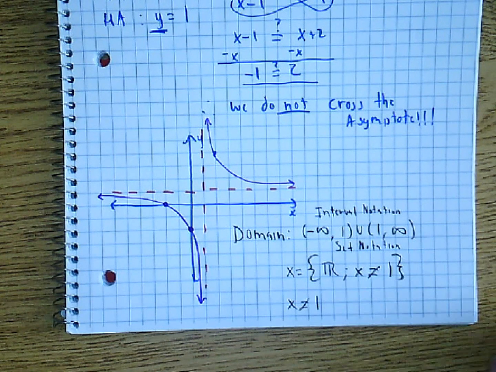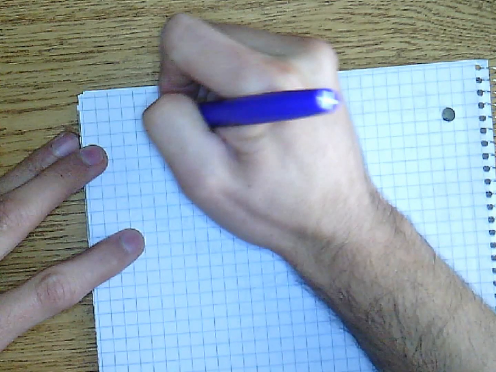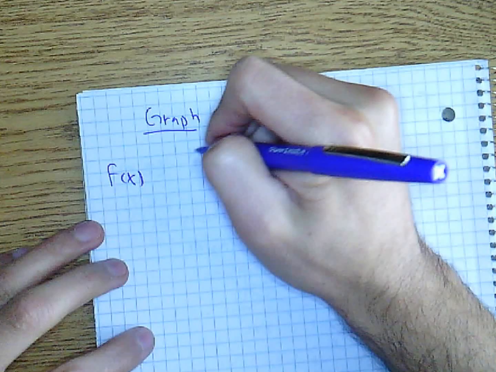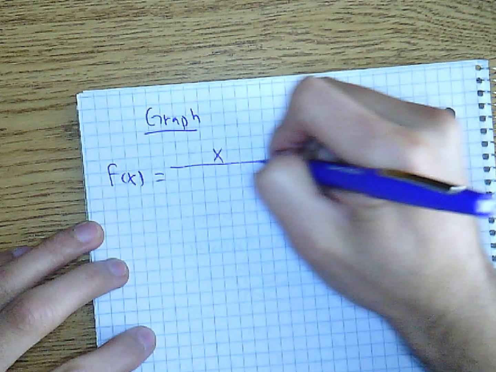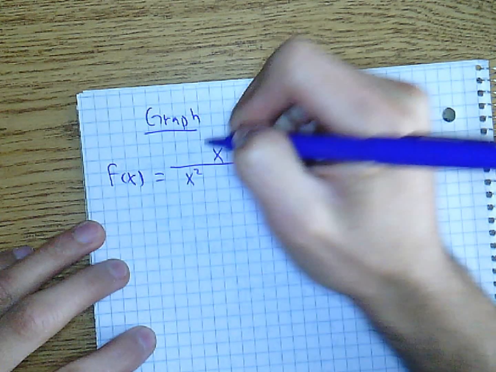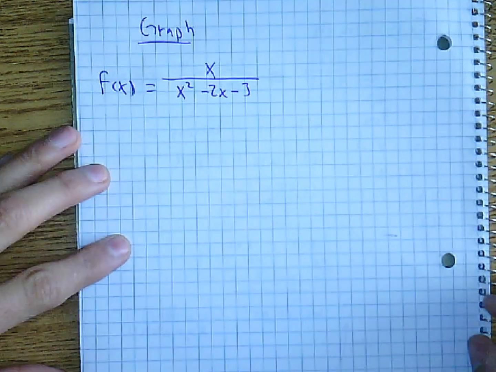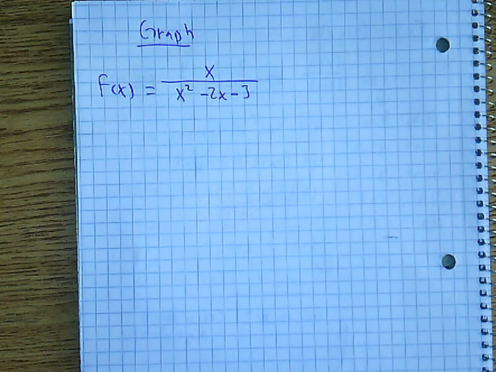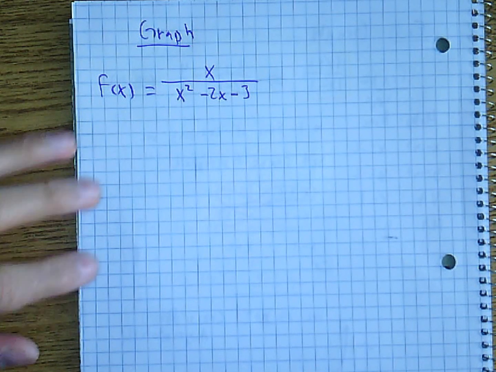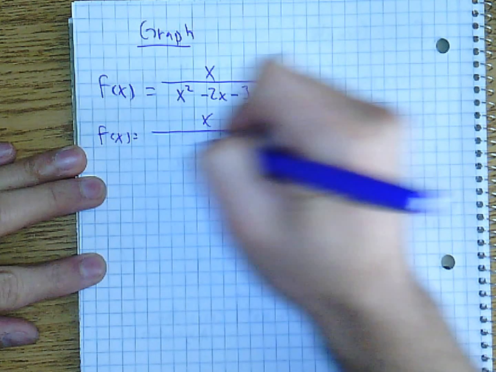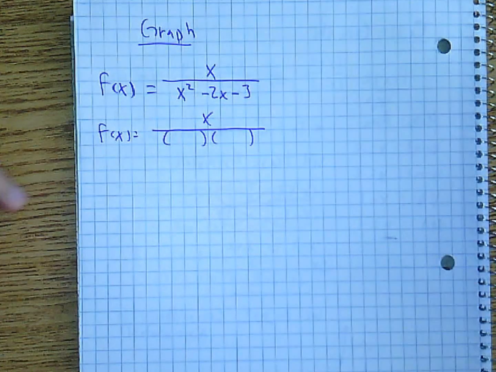All right, so first step is to factor. So we're going to rewrite this as f of x equals x divided by, what? What does that factor into? x minus 3, x plus 1. Cool. Do we have any holes? Nope, nothing canceled. Okay, x-intercept. Set the numerator equal to 0, so it'll give us x equal to 0.